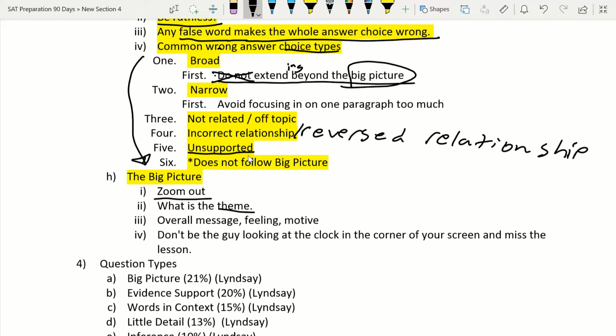We don't want to zoom in too much on one paragraph out of a 5-paragraph passage. So we want to make sure we're getting the big picture. We want to tie everything in the passage together. So that's going to be your overall message, your overall feeling, and the overall motive behind the author making this passage.